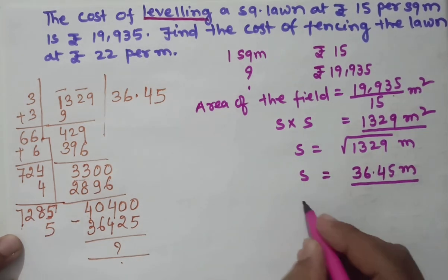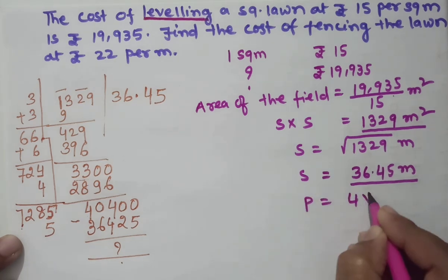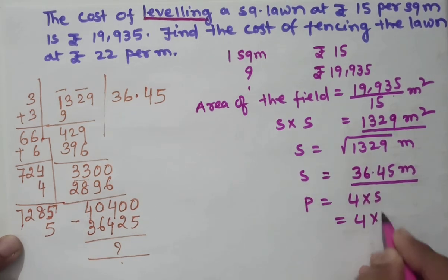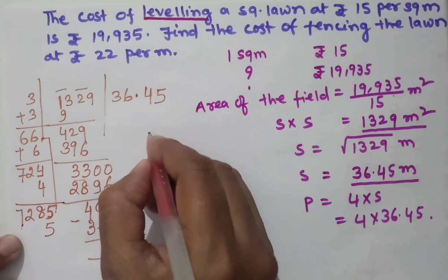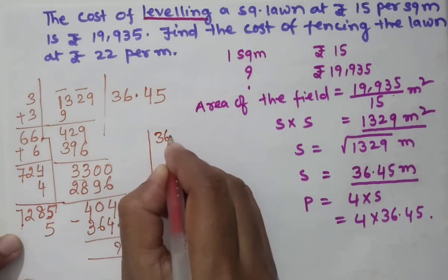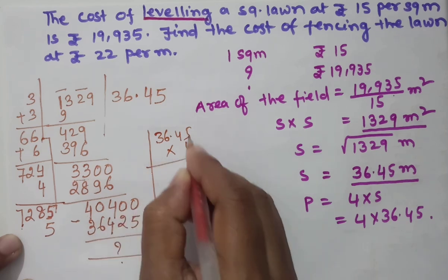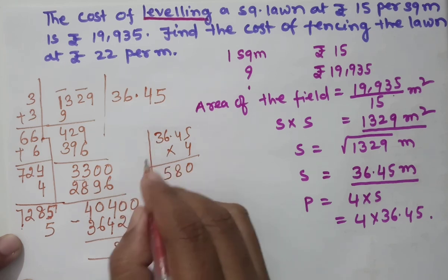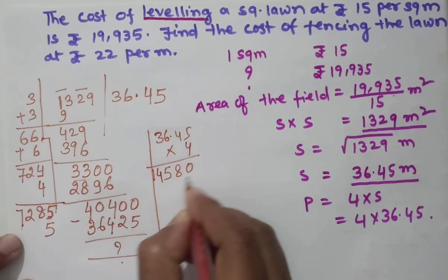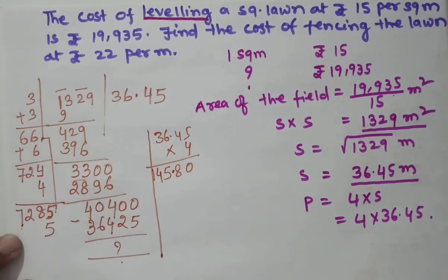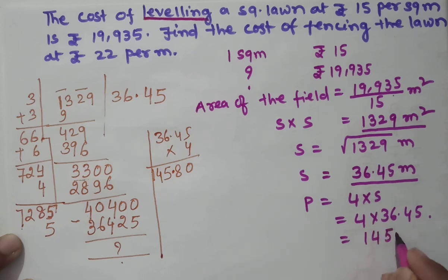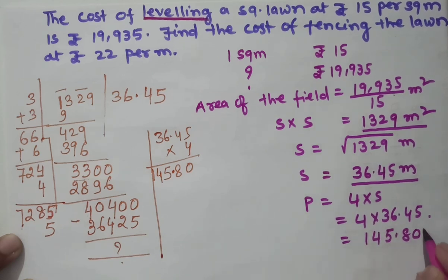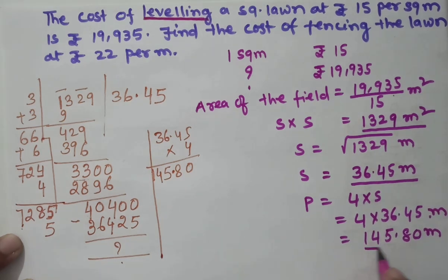So what will be the perimeter? Perimeter P will be equal to 4 into S. So that will be 4 into 36.45. How much will we get? 36.45 into 4. 5 4s are 20, 4 4s are 16 and 2, 18, 24, 25, 4 3s are 12 and 2, 14, and after 2 digits, this will be 145.80 meters. So this will be the perimeter.